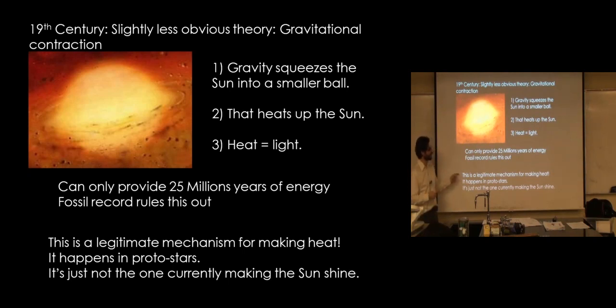But this is actually a correct mechanism for making heat and light. You can absolutely do this. And before the correct thing that actually makes our sun shine currently kicks in, this totally happens in pre-stars, protostars. And this totally happens in other things. In fact, that's why Jupiter is a little bit hotter than Earth is, sort of anomalously hotter. It's because it's still gravitationally contracting a bit.